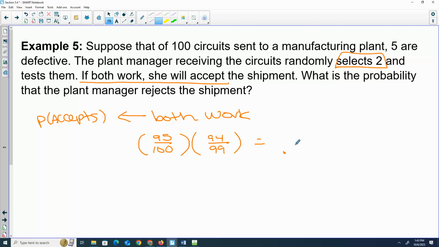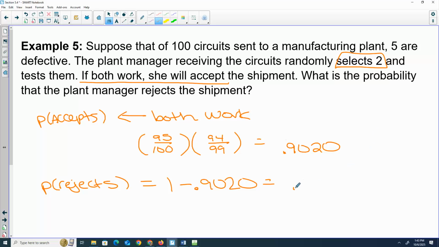So she will only accept this 0.020. So the probability that she rejects it is just 1 minus that. So 0.098. So she will reject this about 9.8% of the time. Is that okay?